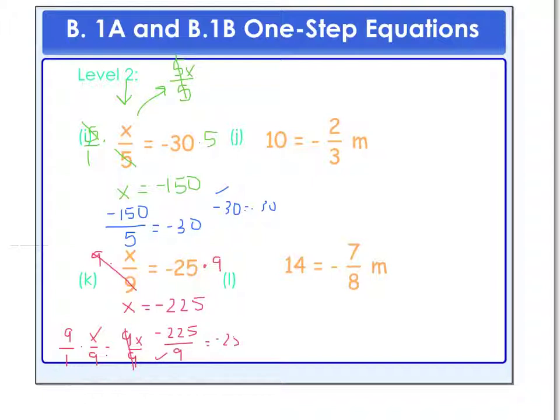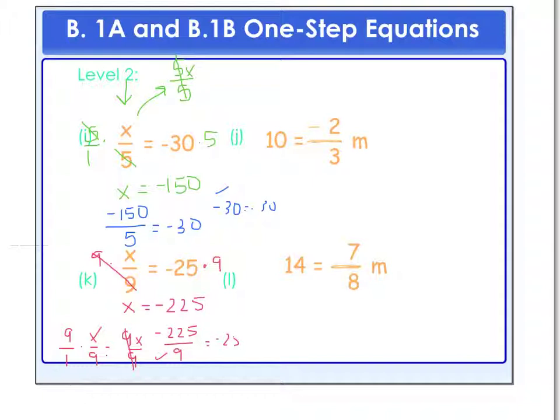Now on letter J and letter L, you're going to see that the variable's on the opposite side of the equal sign. That doesn't matter. You're still going to do everything just the same. So for this one, what we want to do is get that m by itself. When you see that there's a fraction next to your variable, first of all, do you see how there's a negative sign? I like to take my negative sign, make the fraction bar a little bit longer, and take my negative sign up to the top.